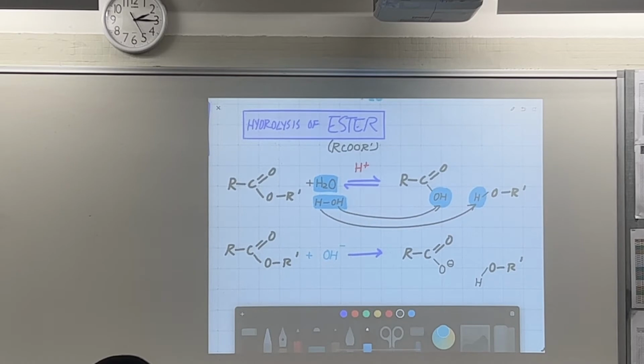So this is the OH group. Think of the OH group as O minus and H. Then you will see that the O goes here and the H goes there.